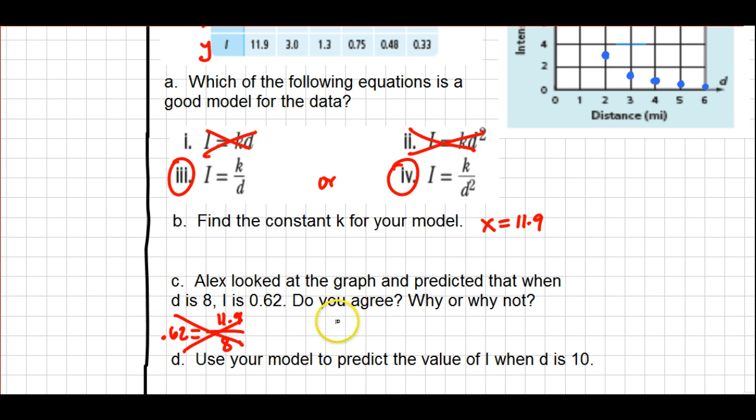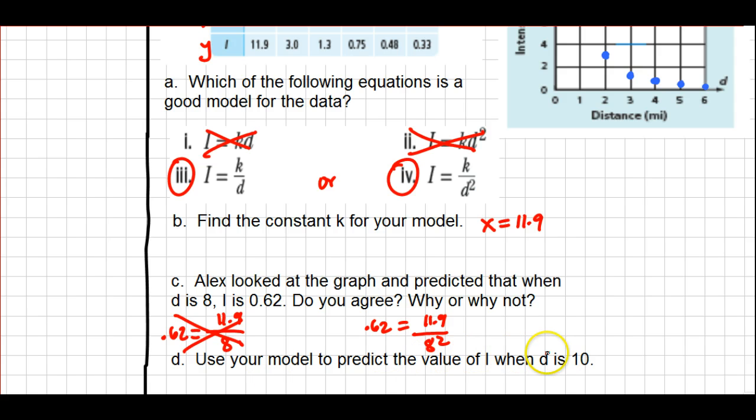And then let's do the other equation. In this case, 0.62 equals 11.9 over 8 squared. So let's see if that one makes sense. And when I calculated for this one, on the right-hand side I got 0.18. So that one's not really turning out to be 0.62 either. So do I agree that his prediction was good? No, because it didn't work in either of the two equations that I know it has to be.